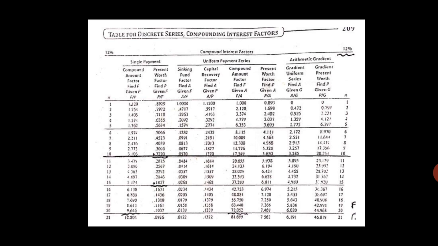Now annually I am getting 7,20,000 rupees. So after 20 years, what is the value of that 7,20,000 rupees every year for 20 years? Then this is a uniform payment series. Here the compound amount factor, find F given A. I know A is 7,20,000 rupees, so I have to find F using the compound amount factor. That is 72.052.